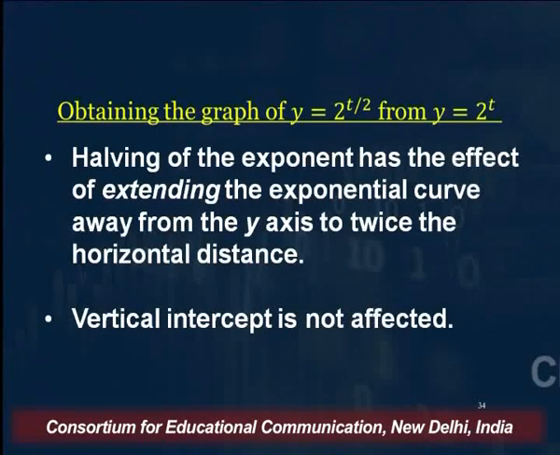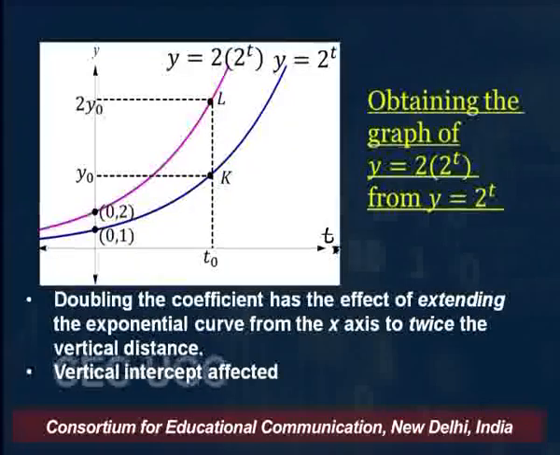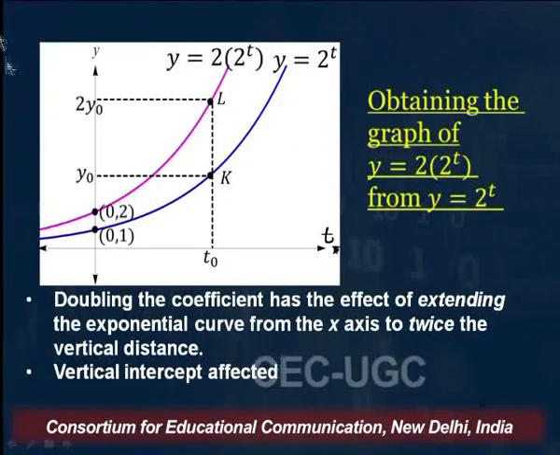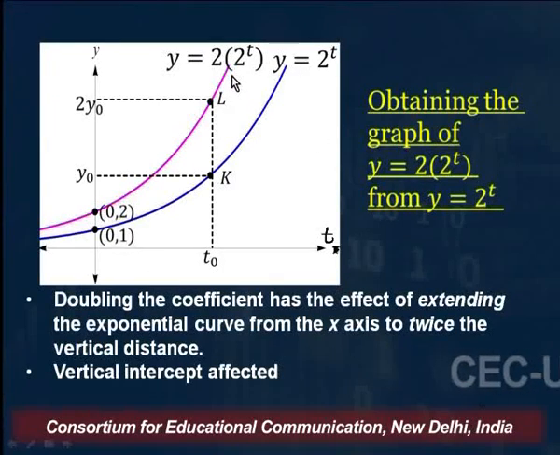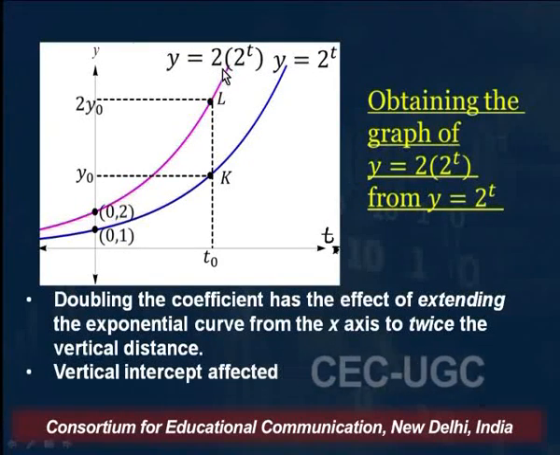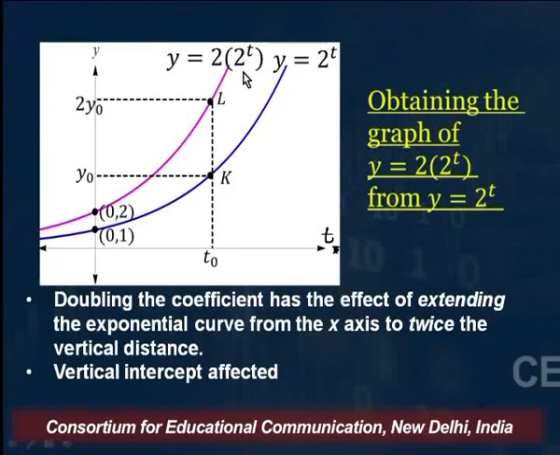Similarly, I could halve the exponent. Halving of the exponent has the effect of extending the exponential curve away from the y-axis to twice the horizontal distance. You can check this out for yourself. Again, the vertical intercept is not affected. This other kind of shift that I wanted to talk about is where you're attaching a coefficient to the original graph, which is 2 to the power t. So, if I ask you how would you obtain the graph of twice 2 to the power t from the graph of 2 to the power t, then this is nothing but, again, it's a shift, but now it's a vertical shift.